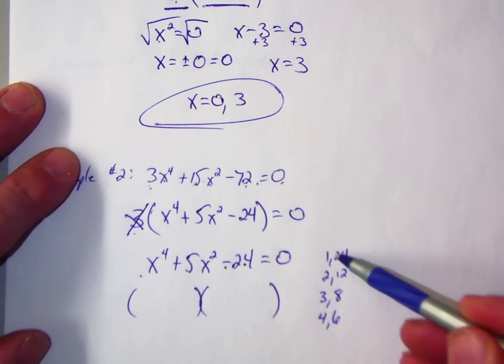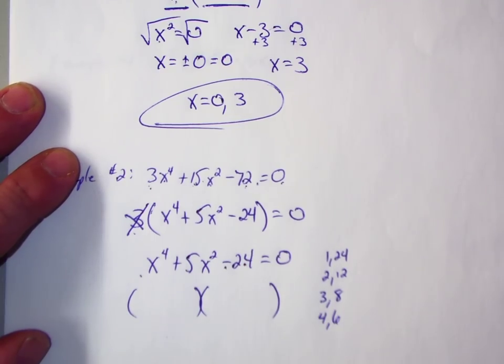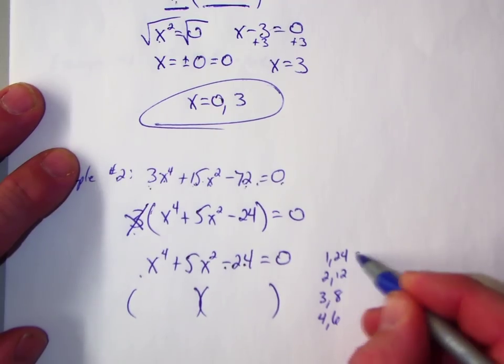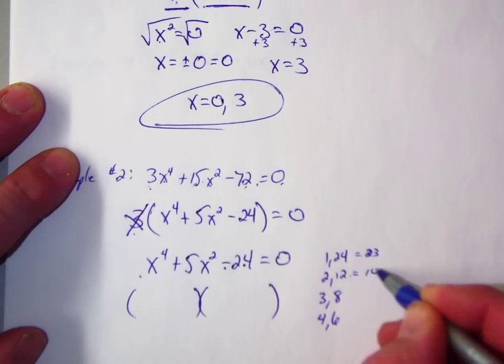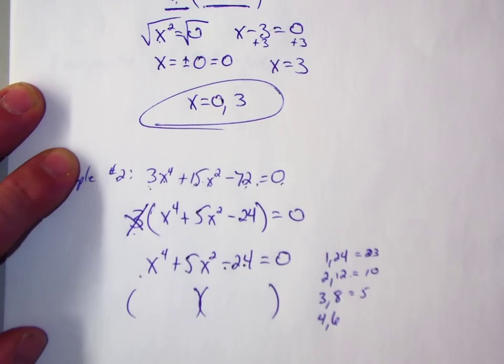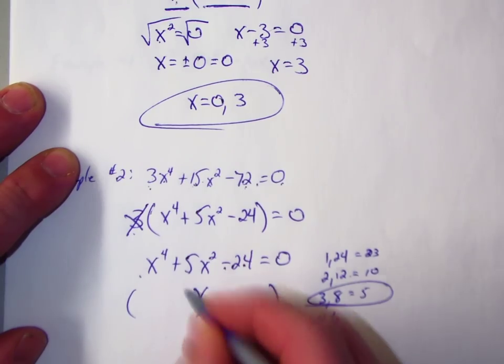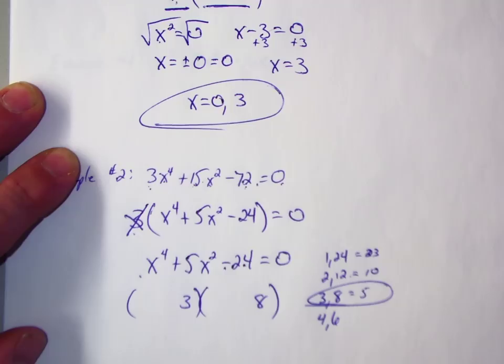Okay, of these factors, if I subtract any of these, can I get a 5? Doesn't matter if it's a positive 5 or negative 5. Can I get a 5? Well, if I subtract these, I get a 23. Subtract these, I get a 10. Subtract these, I can get a 5. All right, so that's the one I want. So it'll be a 3 and an 8.